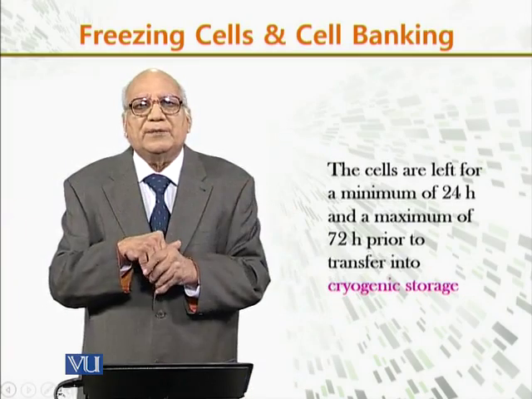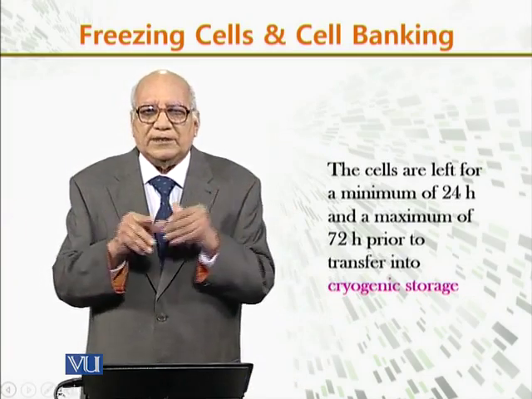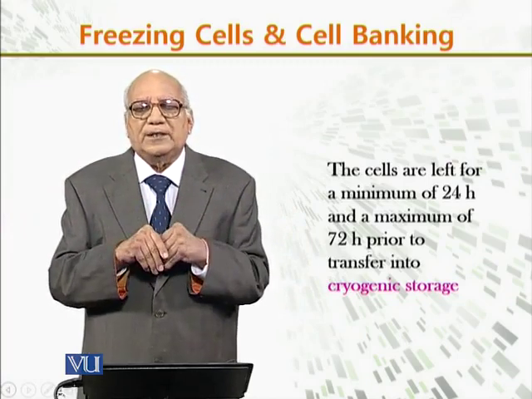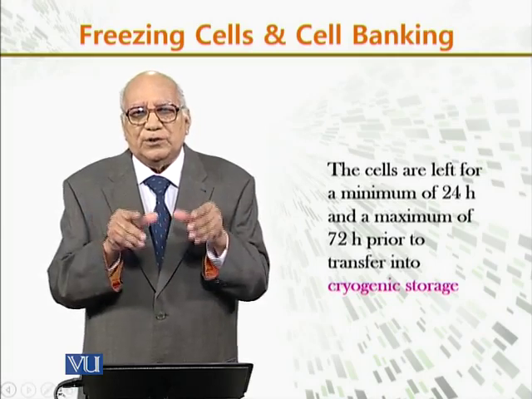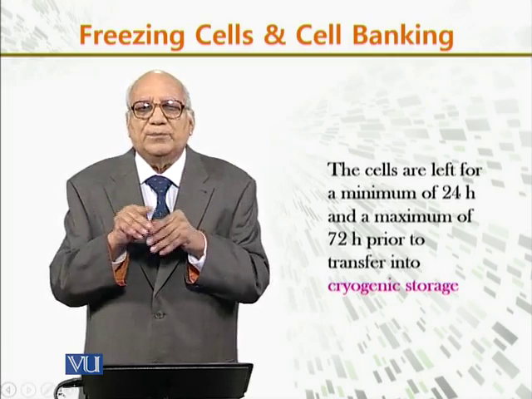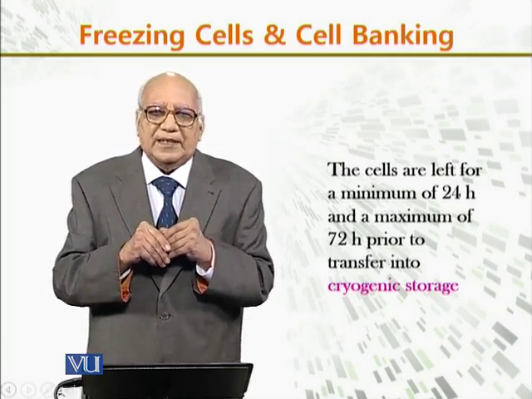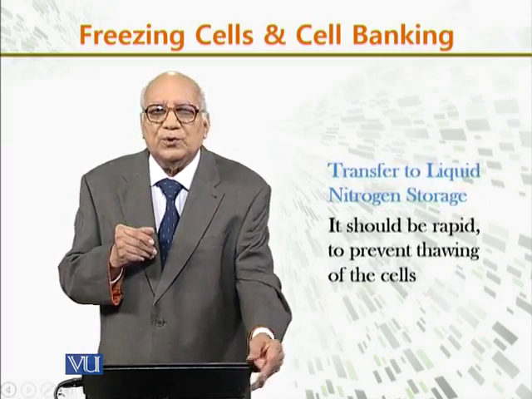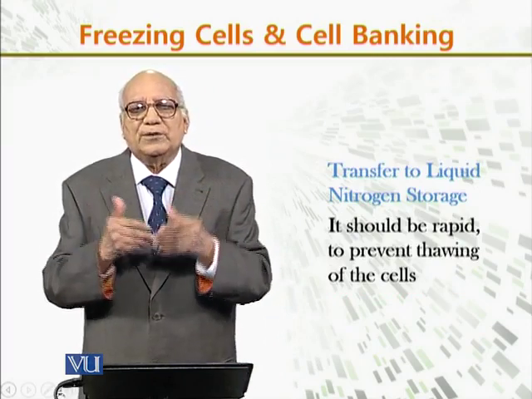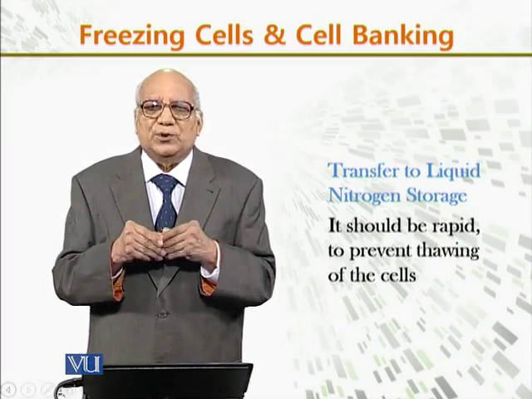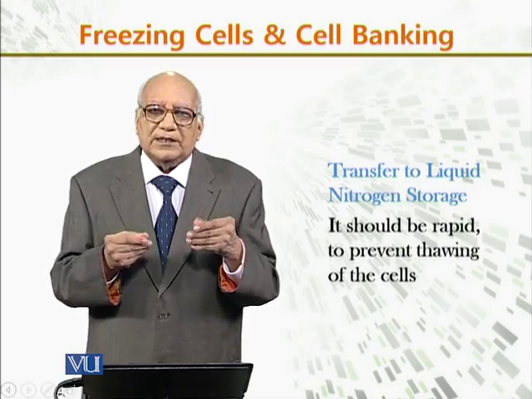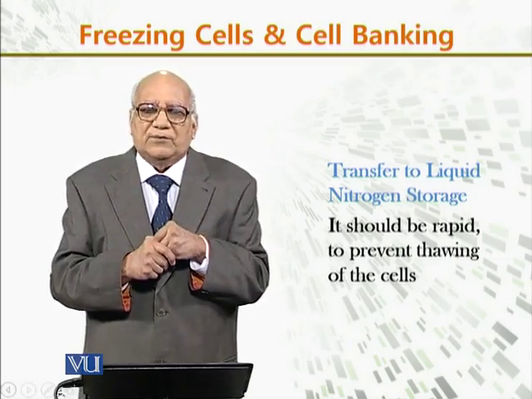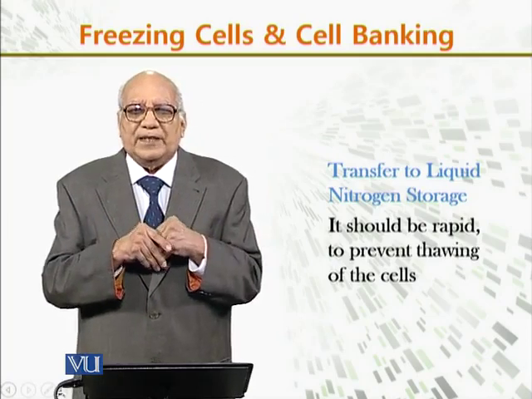The cells are left for a minimum of 24 hours and up to 72 hours prior to transfer into a cryogenic state. So you see, we first make them freeze, and then we transfer them to a liquid nitrogen storage, which is cryogenic, very low temperature. And when we transfer it to liquid nitrogen, it should be rapid to prevent thawing of the cells.